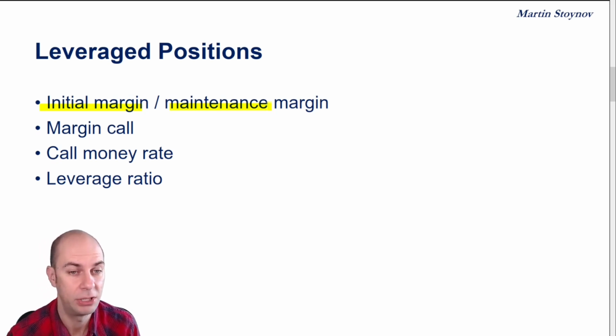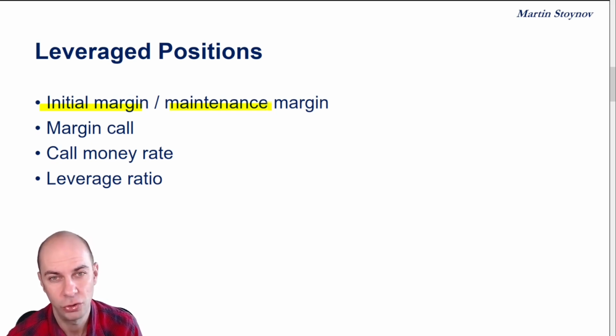Okay, and that's going to be known as the maintenance margin. It's the minimum equity as a percentage of the stock price that you should keep in your account in order to avoid your account being closed or your position being liquidated.